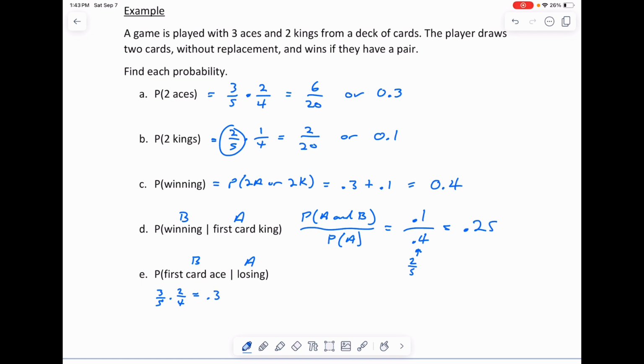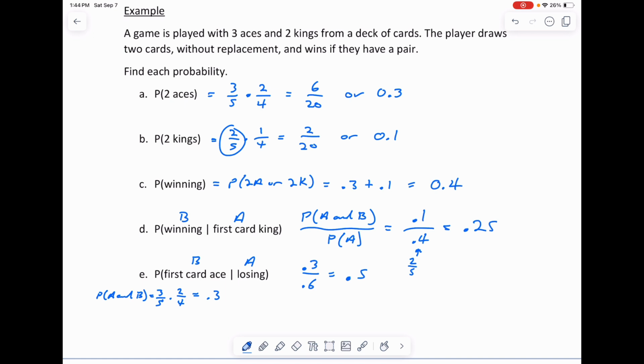So there's a 30% chance of A and B. So that's going to be our numerator. And then the probability of losing, well, we know that the probability of winning is 40%, which means that the probability of losing has to be 60%. And so there is a 50% probability that you would draw an ace first and lose the game.